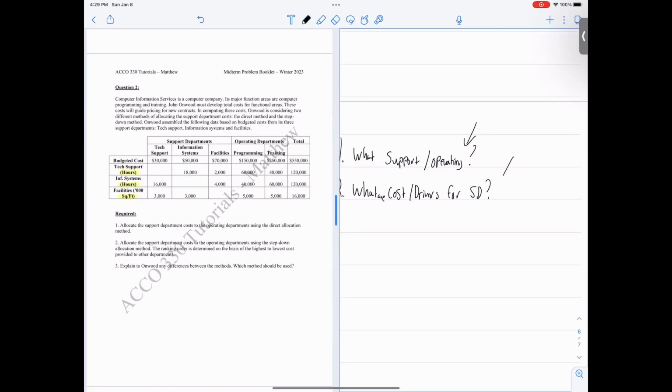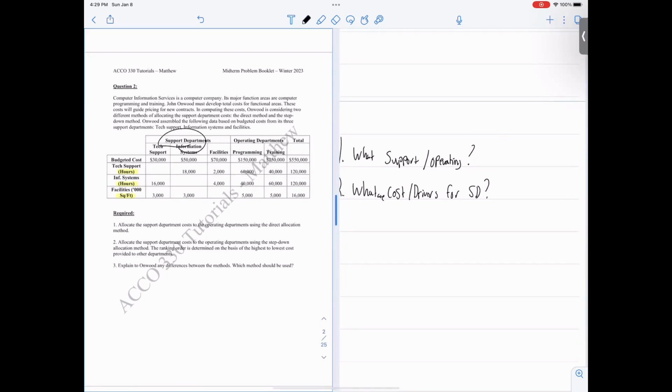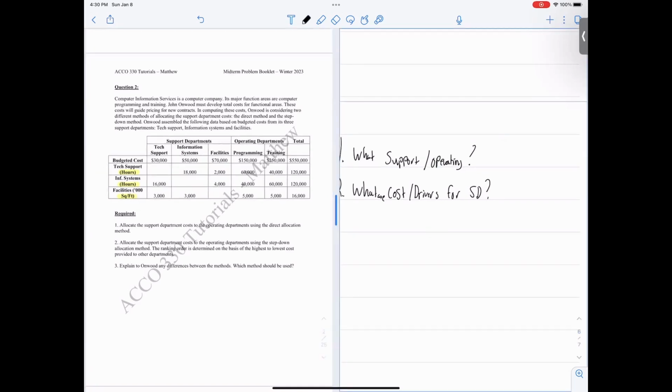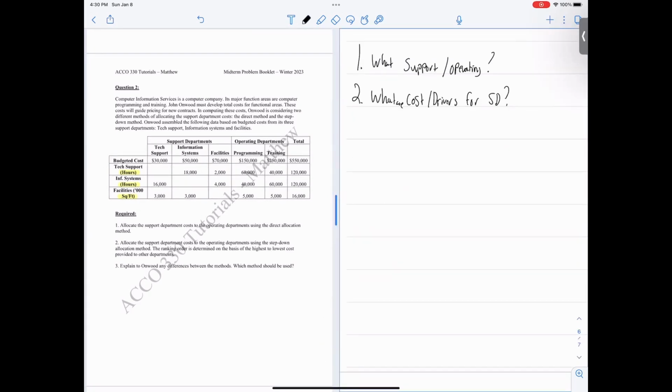You know what the cost drivers are for the support departments. That's what SD stands for, support department. You can now get started, okay? We're lucky in this question, guys. They already give you the support departments and the operating. They point it out very clearly, so you have nothing really to worry about. But like I said, when you get into tougher past exam questions, you will have to know this.